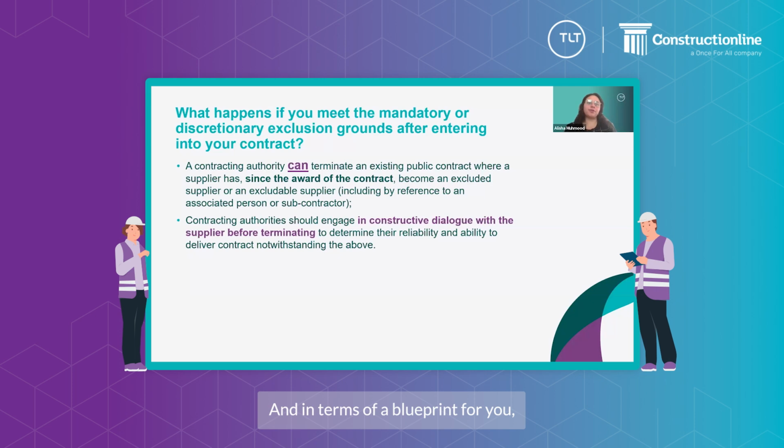And in terms of a blueprint for you when you are considering approaching an authority, if this situation is to transpire, a tip could be to point to the government guidance which applies to authorities, and use some of the elements which they are required to consider as the basis for making your argument as to why the contract shouldn't be terminated. So there are a number of factors that contracting authorities are required to consider by virtue of government guidance where this situation takes place and when they're considering whether to terminate the contract.